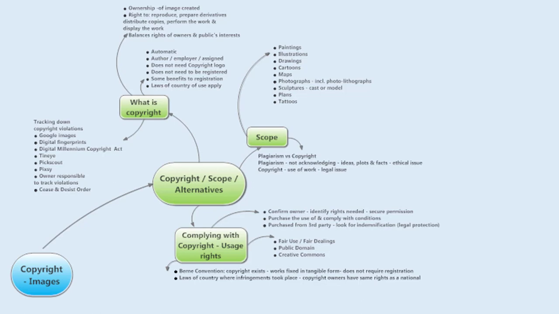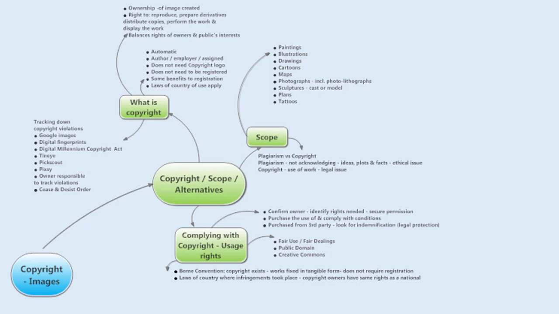So the scope of the copyright, well, it's more than I just have here. This is just what I'm talking about. I'm only talking about paintings, illustrations, drawings, cartoons, maps, photographs, sculptures, plans, and even tattoos. But the scope is also about video and text and things. Again, this is just limited in the scope of what I'm covering.